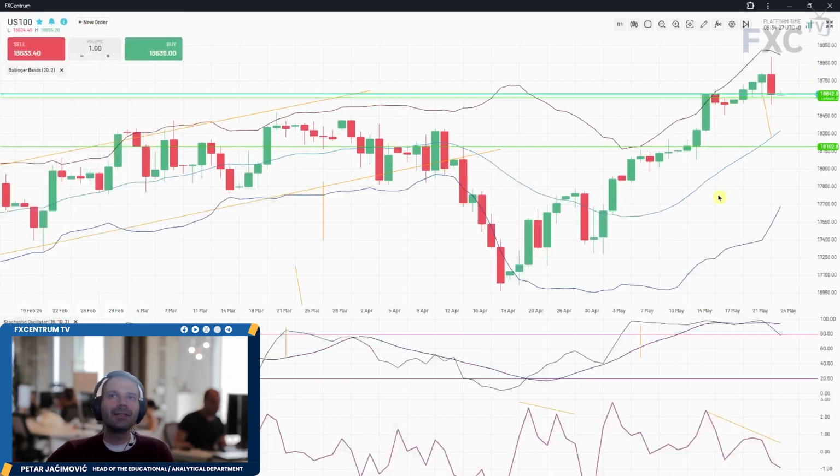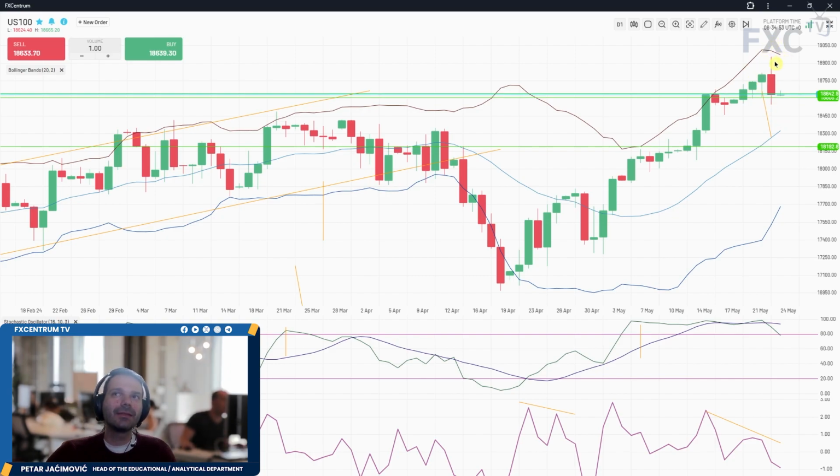On the US 100, in the last week or so, we were building a bear divergence on the rate of change. Market and stochastic were in a pretty much extended overbought environment. And yesterday's reaction can be the beginning of the downside movement on basically this index.